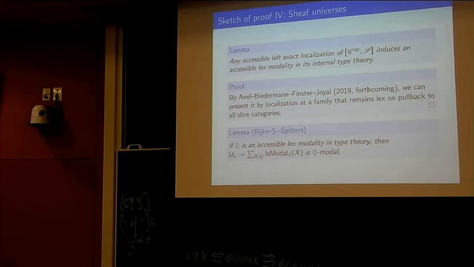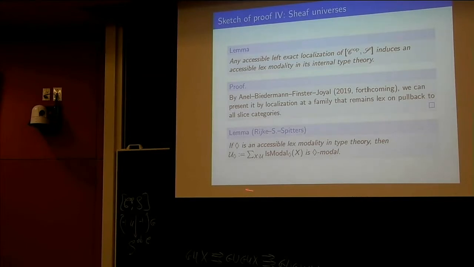And that allows us to take an external left exact localization of this topos and sort of do it fiber-wise to get an internal accessible lex modality in the internal type theory, which is, importantly, accessible and lex inside of the internal type theory. That is a priori a stronger statement than saying that it's left exact externally, because again we're talking about all slice categories when we talk about these modalities inside.